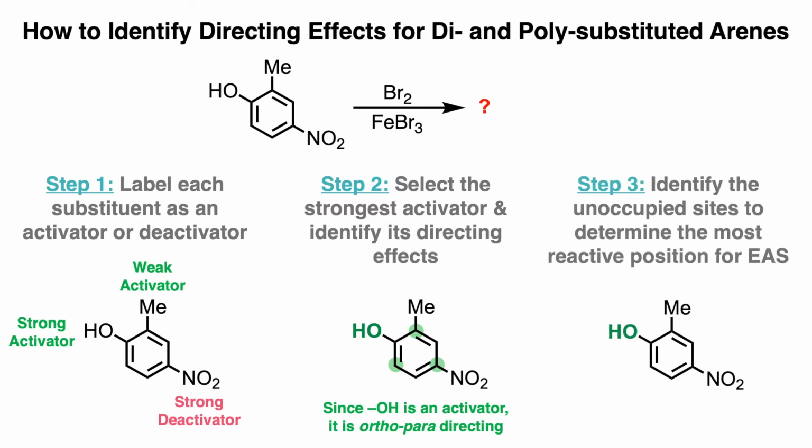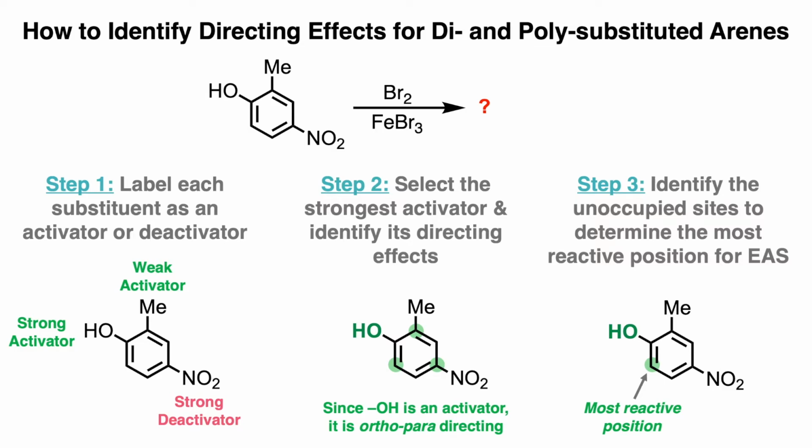Now in the third step, we're going to identify the unoccupied sites to determine the most reactive position for EAS. Since one of the ortho positions is currently occupied by the methyl group and the one para position is already occupied by the nitro group, this means that the only vacant position is the other ortho position.